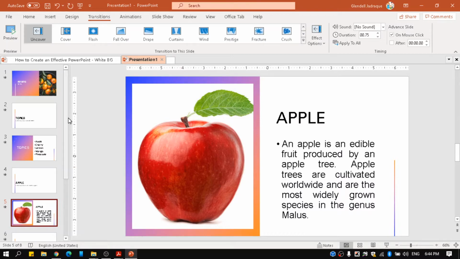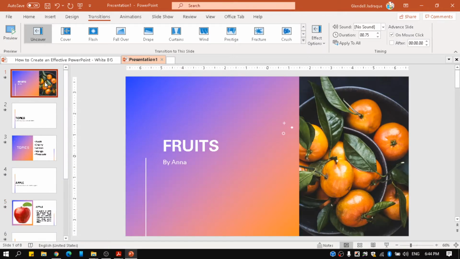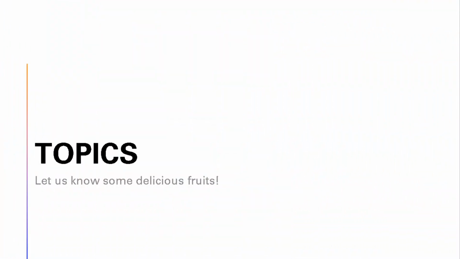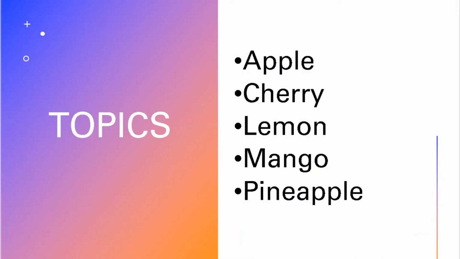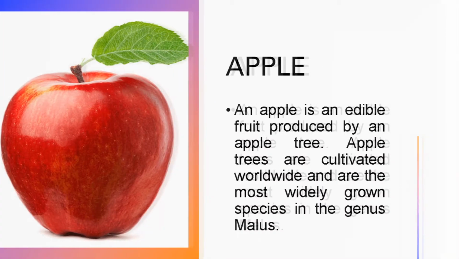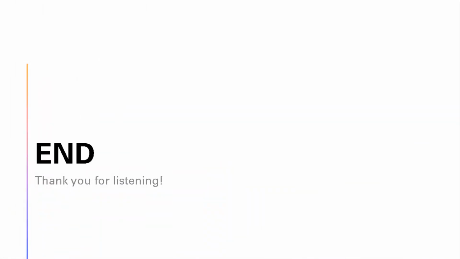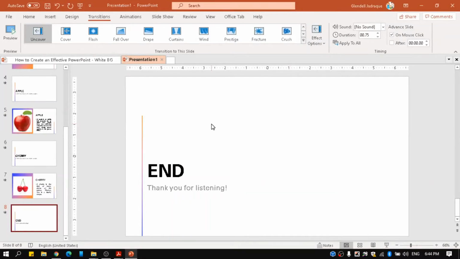Now let's see if the transition took place. So let's go ahead and make the slideshow. Let's click the mouse. Okay, that's good. Topics, that's good. There you go. Carry, and then end. Very well. There you go. That is nice. So we got the transition over.